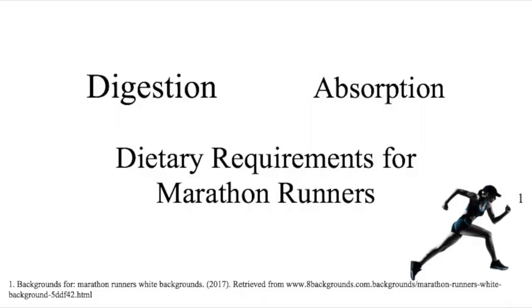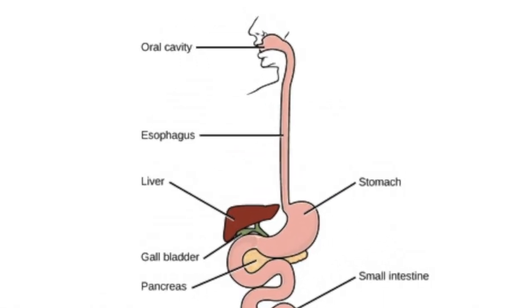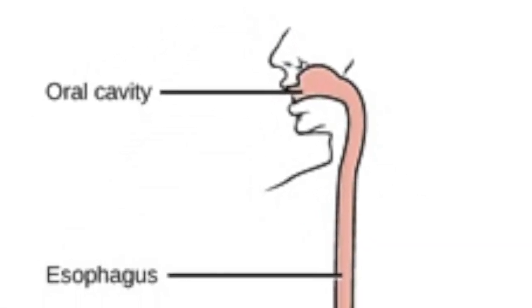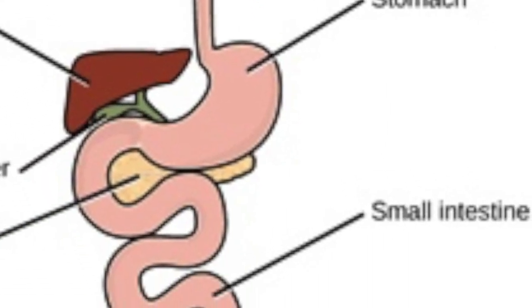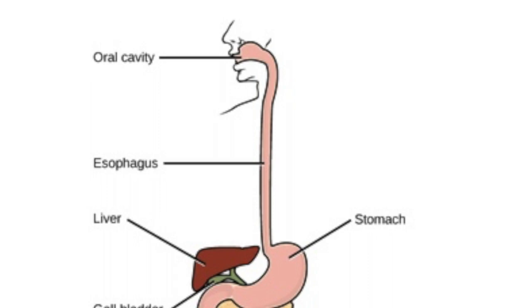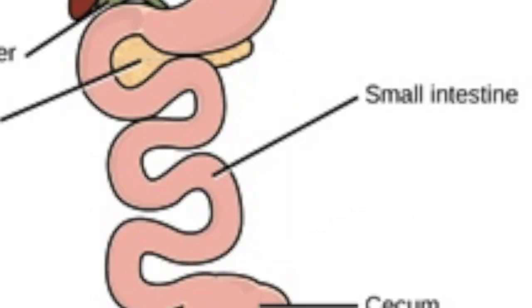In this short video, we will discuss the digestion and absorption of lipids, as well as the dietary requirements of lipids for marathon runners. Lipids begin their chemical breakdown in the oral cavity. They then continue to be broken down as they travel through the stomach and into the small intestine. Minimal breakdown occurs in the oral cavity and stomach due to the lipases breaking down the lipids being water-soluble, and lipids are predominantly hydrophobic. The bulk of the breakdown occurs in the duodenum, which is found in the small intestine.